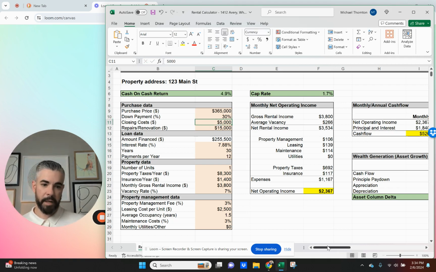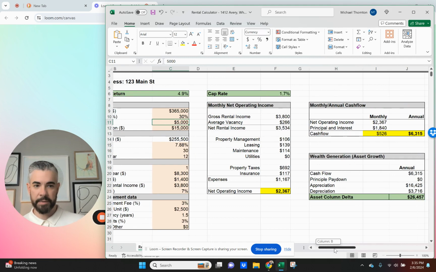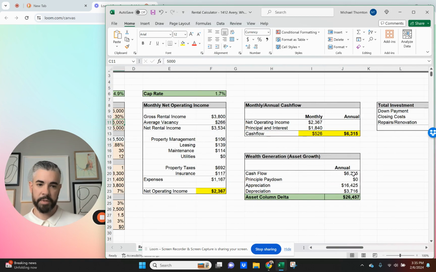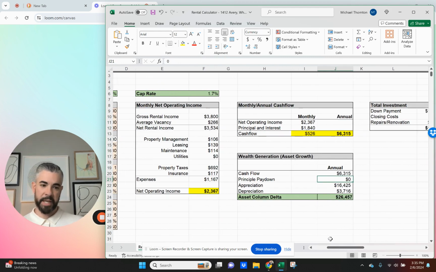So here we have it. Let's just say this is what you're looking at. You have your net operating income per month. You have your principal and interest. Your cash flow is about 500 every single month. So you're going to basically add to your asset column with just over $6,300 per year. You would have principal pay down here. This was bottomed out because it was originally a cash deal, but let's just say you're going to have about 5,000 in principal pay down.